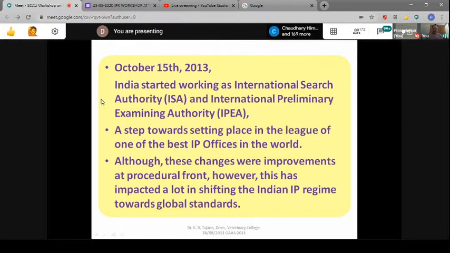If you go to the website of WIPO, the World Intellectual Property Organization, you will find the Indian Patent Office listed as a member of the International Search Authority and International Preliminary Examination Authority. So that is a very important change. Our experts were exposed to the global patenting system and global intellectual property rights management systems, and the transfer of knowledge is very important for our country.